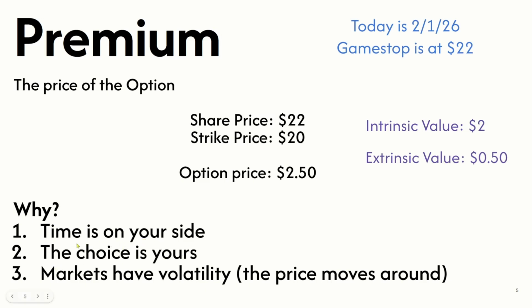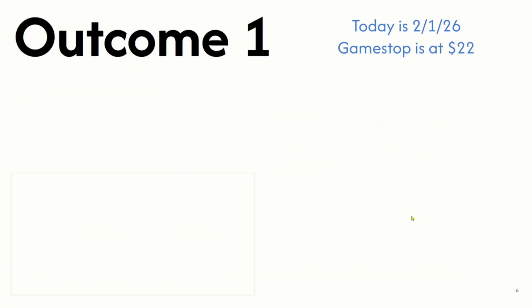Extrinsic value is the time that's left. So more time, more extrinsic value. And the volatility: the more volatility, the greater the extrinsic value will be, and then the greater the option price will be. Let's look at some examples.